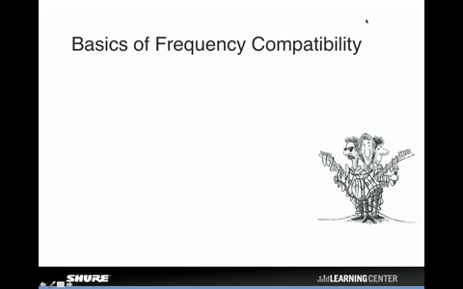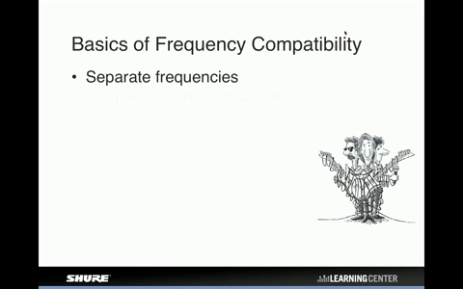So starting on the basic end of things, just to make sure that we're getting everybody on the same page here, let's start with a few basic concepts that we want to keep in the back of our minds as we go through this. Kind of an obvious one, but usually worth stating. Whenever you're using more than one wireless microphone system, they all have to be on separate frequencies. If you have two transmitters transmitting on the same frequency, chaos will ensue, meaning that your wireless mics aren't going to work the way you want them to.